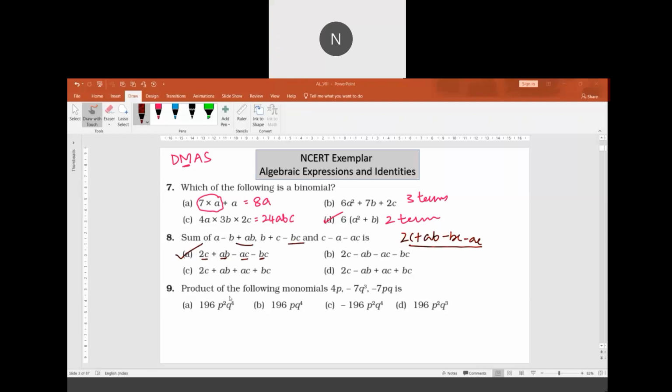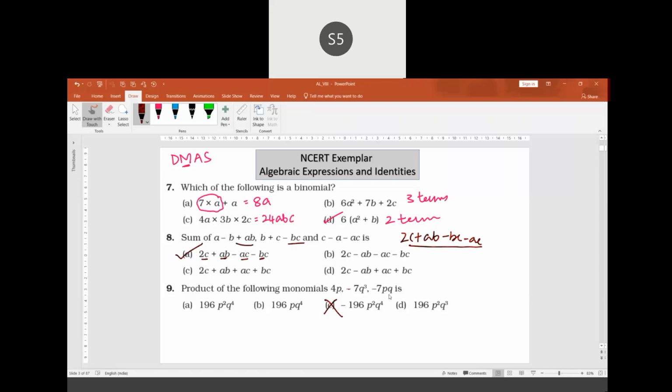Product of the following monomials, we need to multiply. First identify: negative into negative is positive, positive into positive will be positive. So this option will not be there. So it is straight off. Minus into minus is equal to plus. Option A.